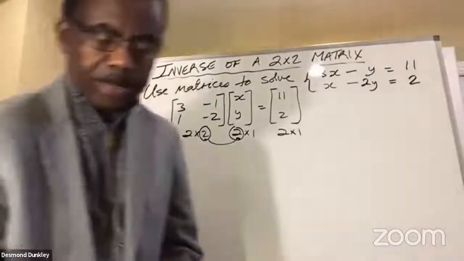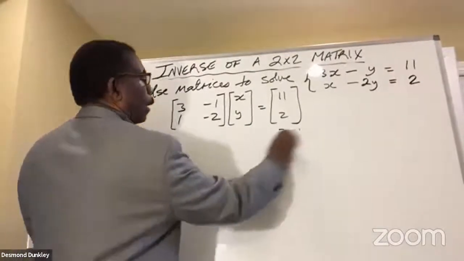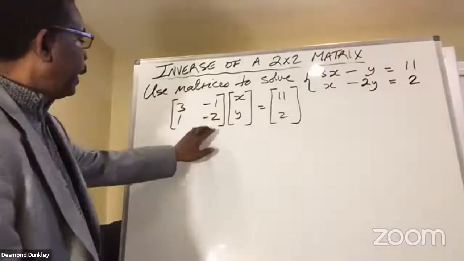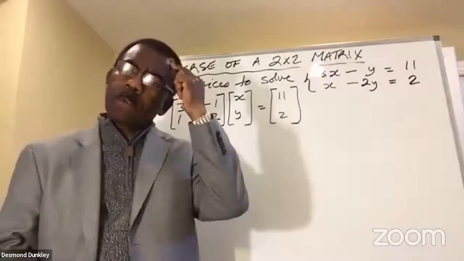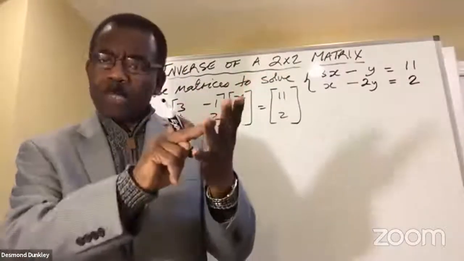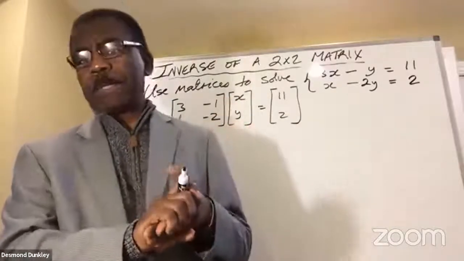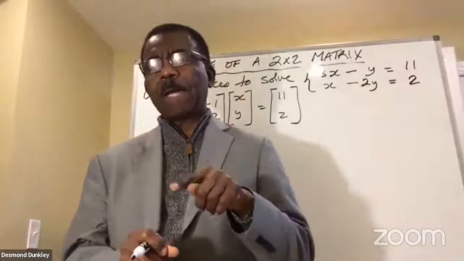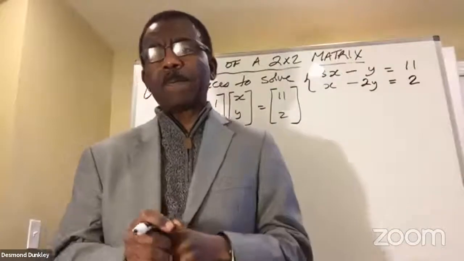So now, what do we need to do? We need to get x, y by itself. So we need to get rid of this 2 by 2. Now, if you remember in our last session, we said that we could add matrices, we could subtract matrices, and in some cases we could multiply matrices. Remember, we discussed that there is a condition that must be satisfied in order for two matrices to be able to be multiplied. That was covered in the previous session.